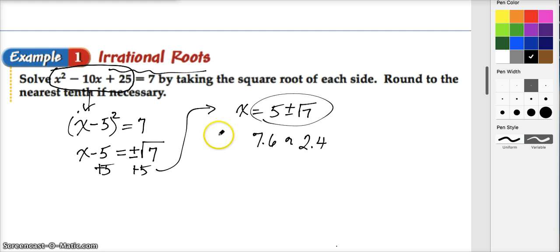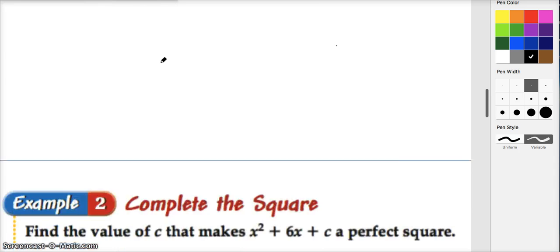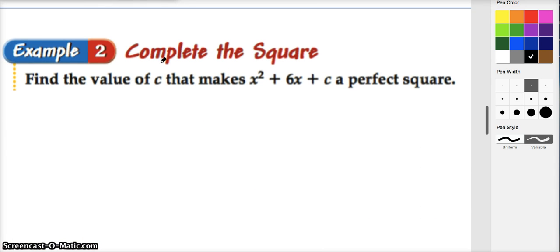So the cool thing about this is we just solved something that we could not factor. If I moved everything over to one side, it wouldn't be factoring, but it did have a real answer, even though it was irrational. Let's take a look at this next example. So now we're going to find the value of c that makes this a perfect square trinomial.